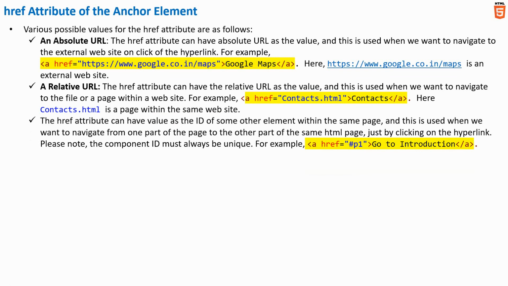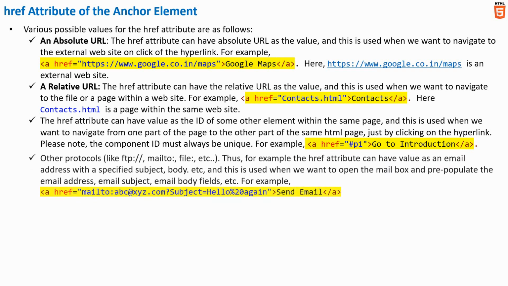Now the href attribute can have a value as the ID of some other element within the same HTML page, and this is used when we want to navigate from one part of the page to another part of the same HTML page just by clicking on the hyperlink. Now please note, the component ID must be unique here. Whatever ID we specify as the value for the href attribute has to be unique in that HTML page. So if we consider this example, as soon as the user clicks on the go to introduction hyperlink, it will take us to that component which has ID as p1.